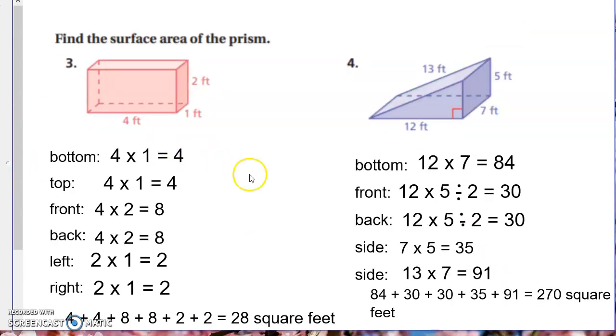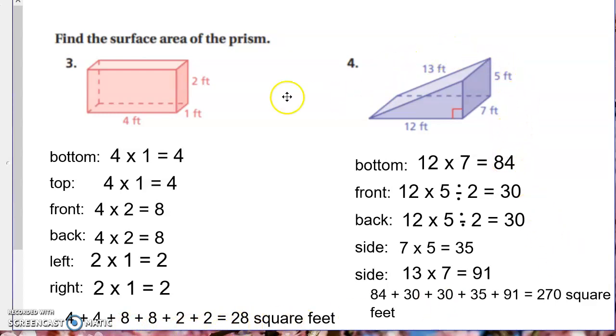Next up, surface area of a prism. So for a rectangular prism like this one, I have to find bottom, top, front, back, left, and right. But luckily, bottom and top are the same, front and back are the same, left and right are the same. So the bottom would be 4 times 1, which is 4, same for the top. Front would be 4 times 2, which is 8, same for the back. Left and right would be 2 times 1, which is 2, same for the left and right. And then I add all those numbers together and I get a total surface area of 28 square feet.